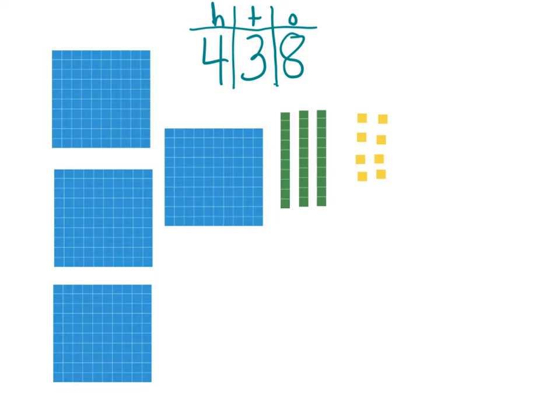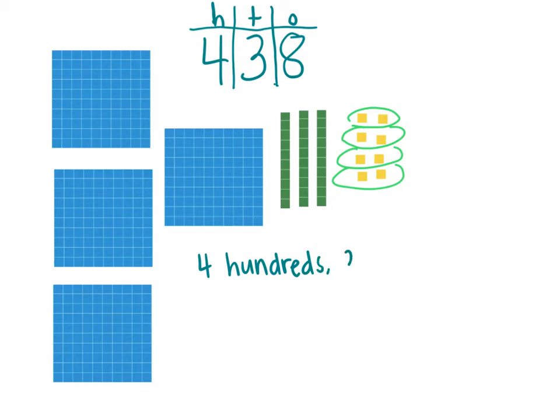Looking at this, can we tell if this number is odd or even? It is even because every ones block has a pair. Can we now write out how many blocks we have of each? So, for example, we have 4 hundreds. Keep going. How many tens do we have? 3 tens. How many ones? 8 ones. Let's take that information to write our expanded form.